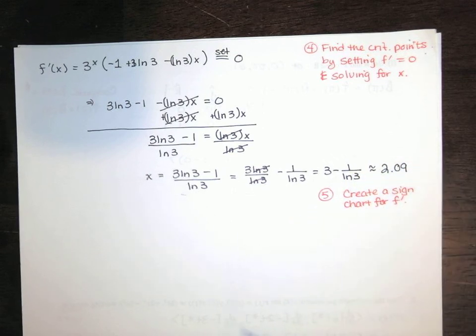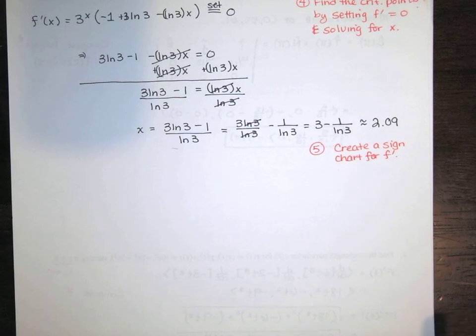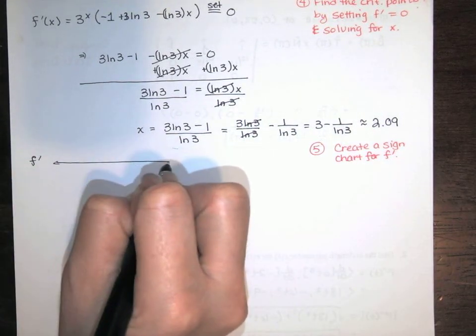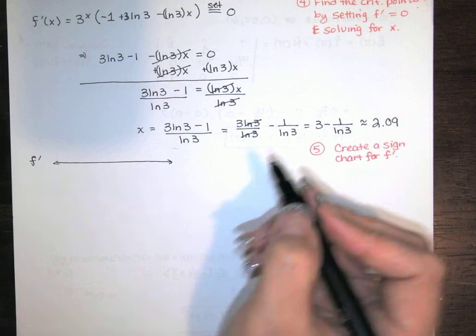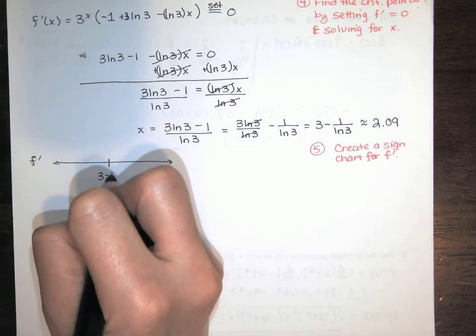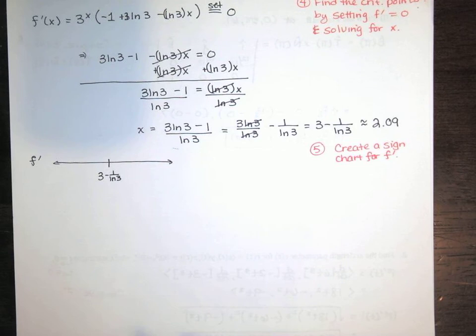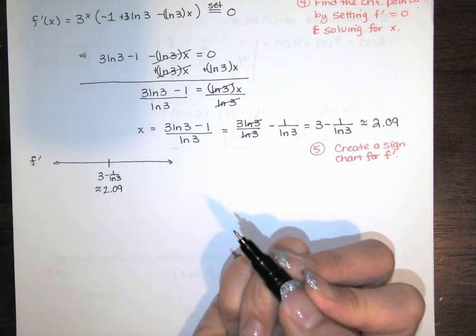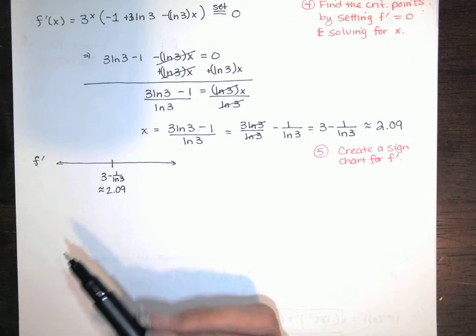And then using our sign chart, we'll figure out where this function is increasing or decreasing. I'm just drawing a number line. I put my critical point on the number line. Actually, I think I am going to use that simplified version after all. 3 minus natural log of 3, which is about 2.09. And I'm interested in the sign of this.